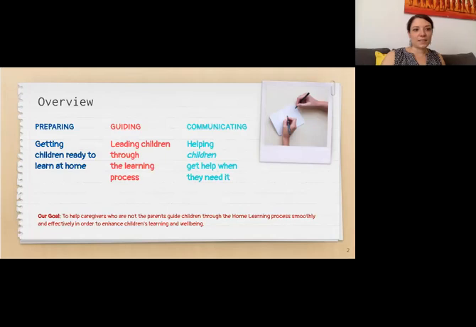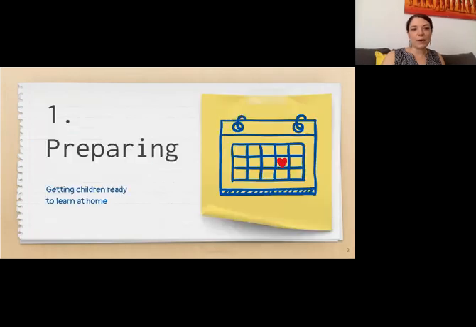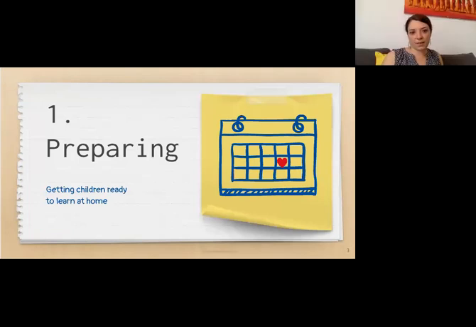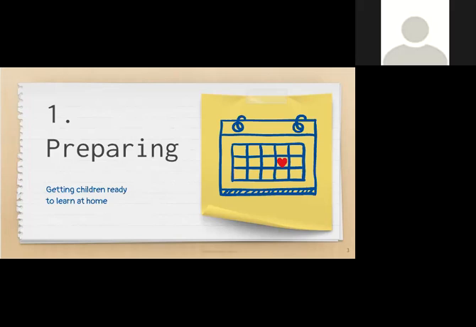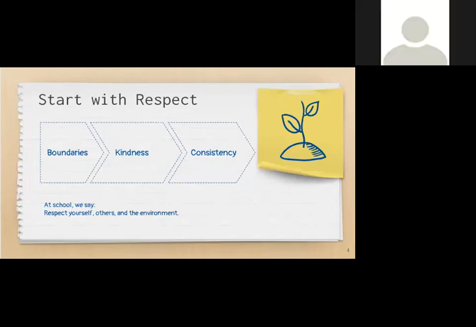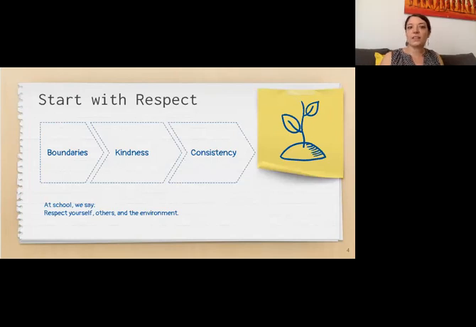Okay. All right. Okay, so our first thing to consider is how to prepare for home learning, which means getting children ready to learn at home. So the first place that we start is with respect. By this I mean, if learning is going to happen at home, there must be an environment of respect between the children and the adults who are working with them.